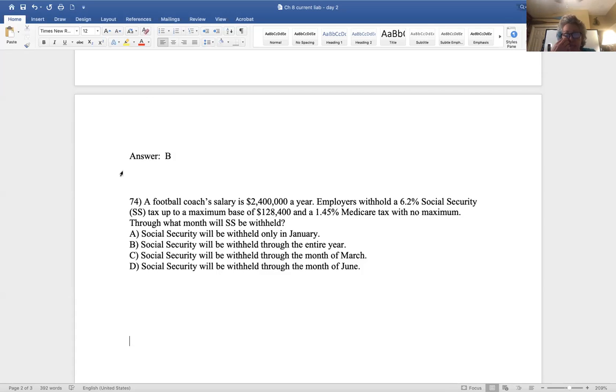And in this case, it was $128,400. So if the coach earns $2.4 million a year, that's their base salary. That doesn't include all the other stuff, right? And I guarantee you, they don't coach for LSU. LSU pays a whole lot more than that. But anyway, a coach's salary, answer the question.